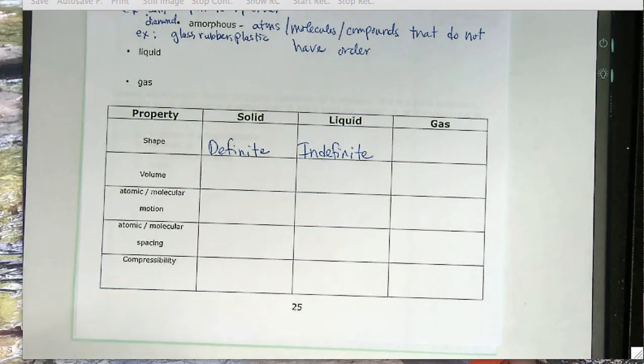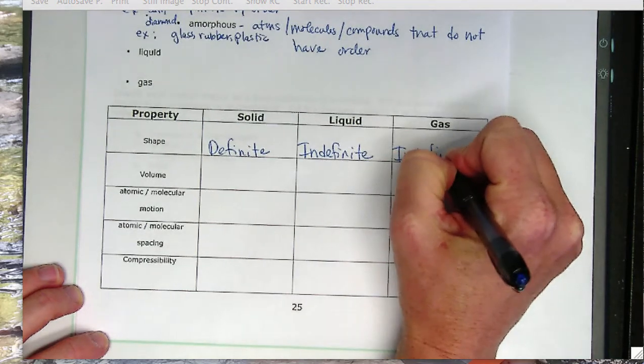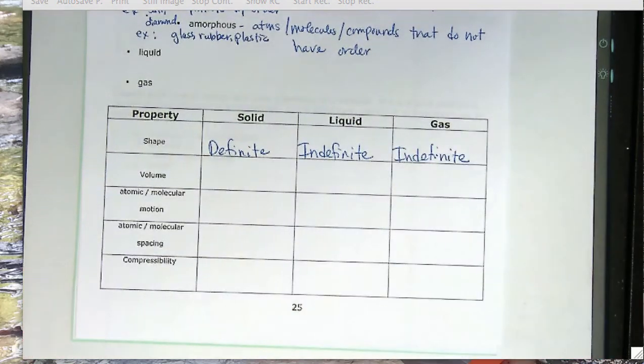All right, what about a gas? Does it have shape? No, it's indefinite. So, can you just write no? Yeah, you can write no. So that's just your word then, indefinite, which means no, right? Right.